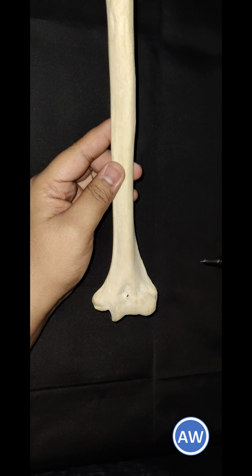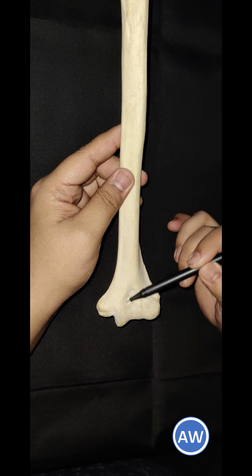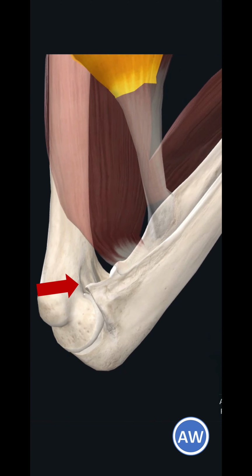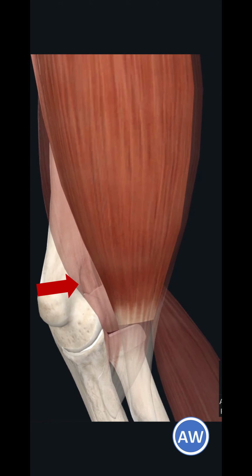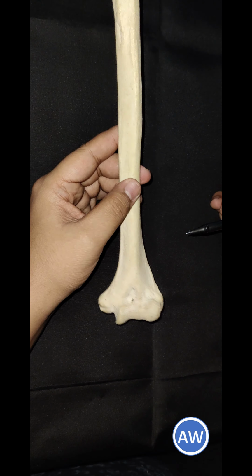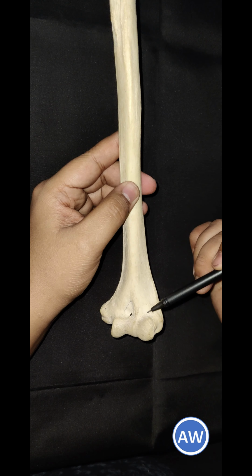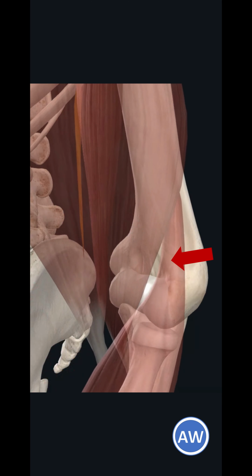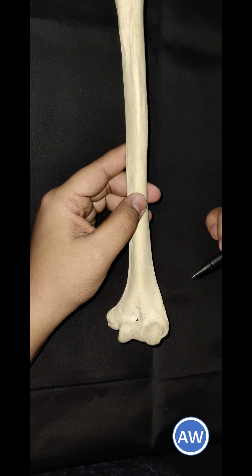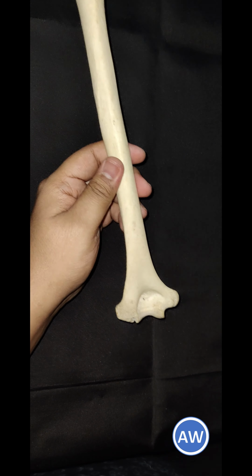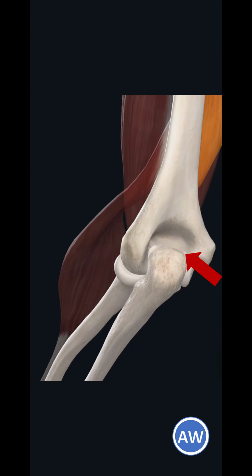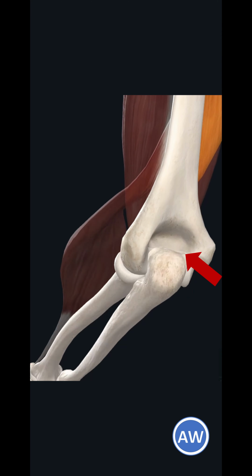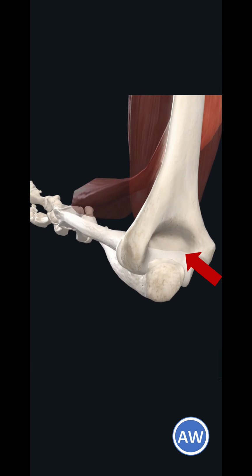The coronoid process of ulna fits into the coronoid fossa, that is the fossa which is lying above the trochlea, during full flexion of the elbow. The head of the radius fits into the radial fossa, a fossa just above the capitulum, during full flexion of the elbow. The olecranon process of ulna fits into the olecranon fossa that is present on the posterior aspect above the trochlea during full extension of the elbow.